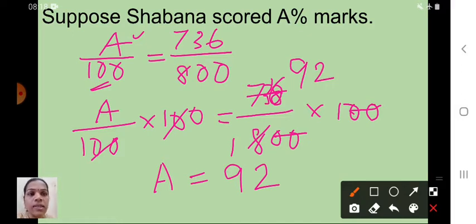So children, see here, the first step is we have to make an equation. Next, we have to solve that equation. Here on both sides I have multiplied with 100 because we have to remove this 100. So A is equal to 92. Children, this calculation you have to write in your notebook.